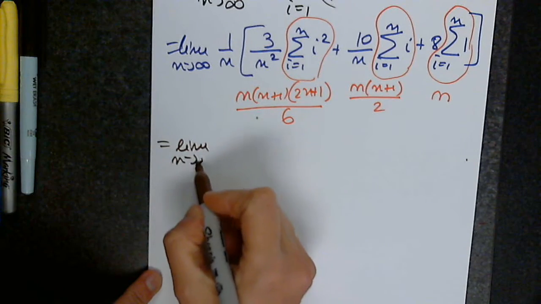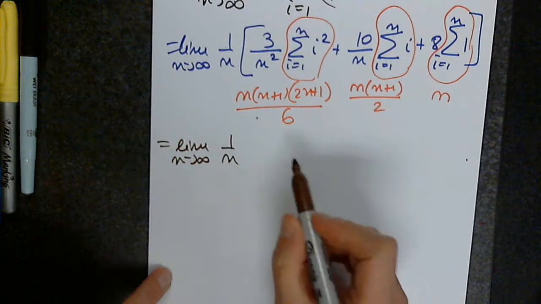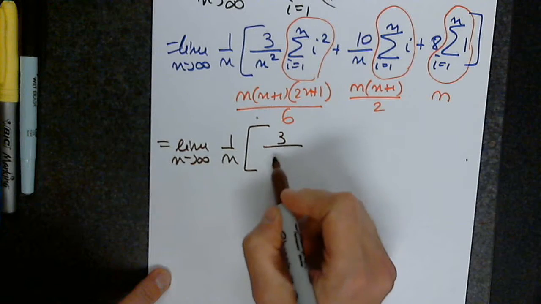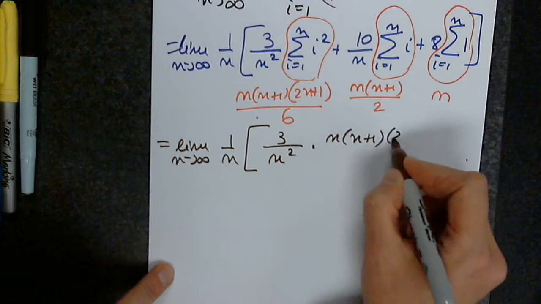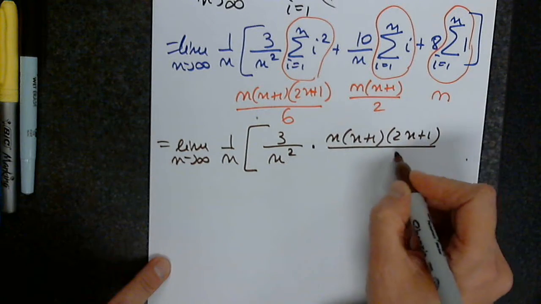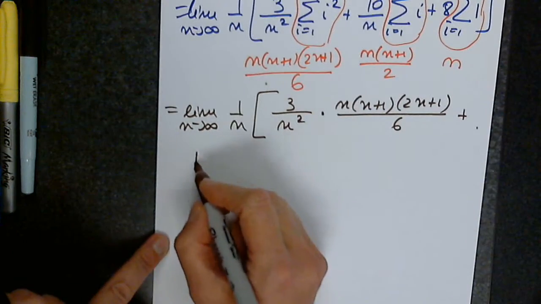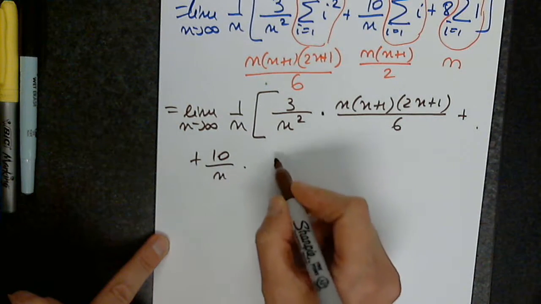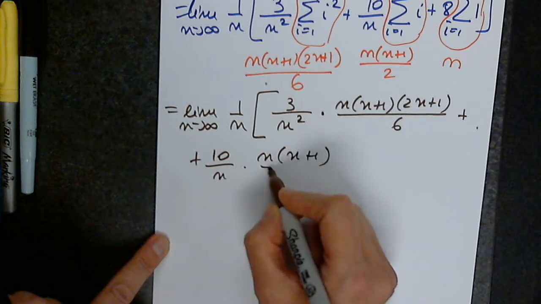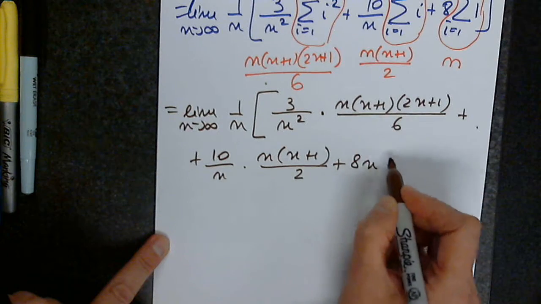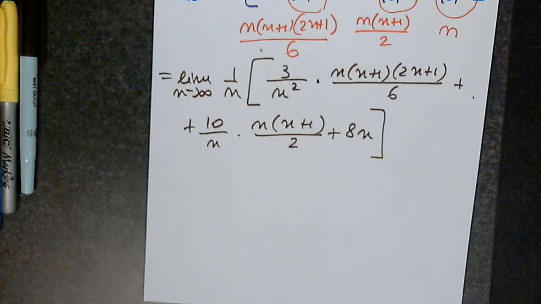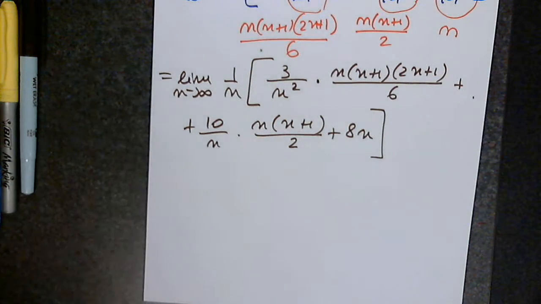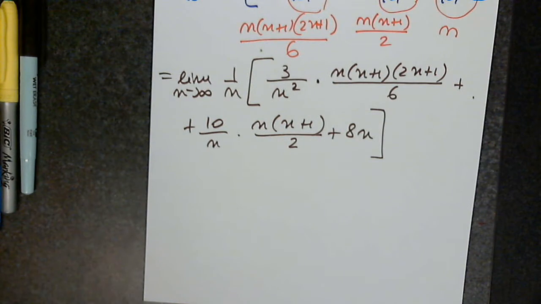limit as n approaches infinity 1 over n, 3 over n squared times n plus 1, 2n plus 1 divided by 6, plus 10 over n times n plus 1 over 2, plus 8n. Your book shows a different thing. They separate the terms. That's fine. That's fine too. I prefer this because I think we should be able to do this by now.